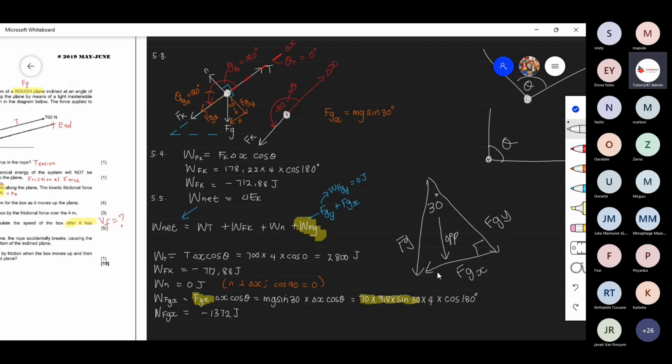And what identity between sine and cos uses opposite? Sorry, what am I saying? What identity uses opposite between sine and cos? It is sine. So because the force is opposite the angle of 30 degrees, you use sine, not cos. That sine is only to calculate the magnitude of the force. That sine is not from the cos of theta from the work energy formula. Please keep that in mind.